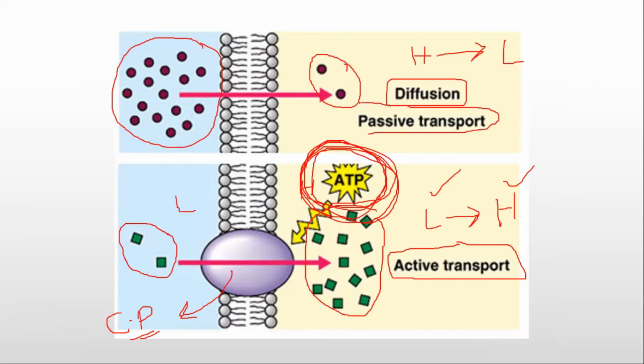Diffusion is known as a passive transport system. Diffusion and osmosis are both passive transport systems. Why? Because they do not require ATP, whereas active transport requires ATP.